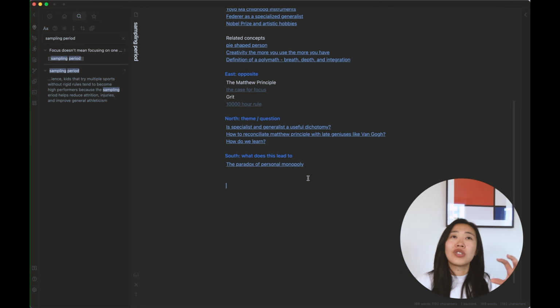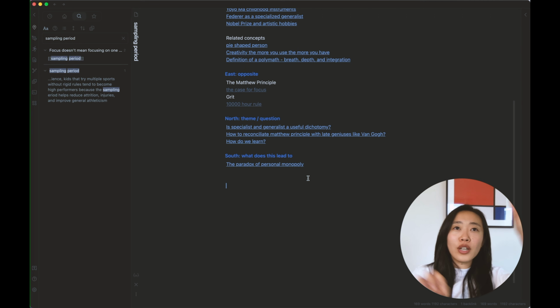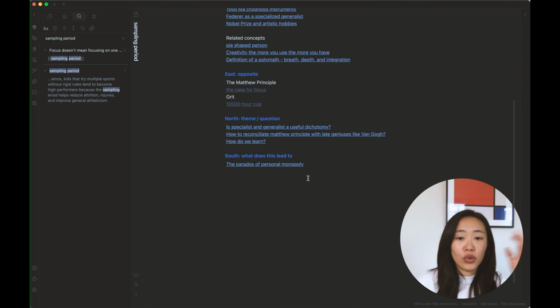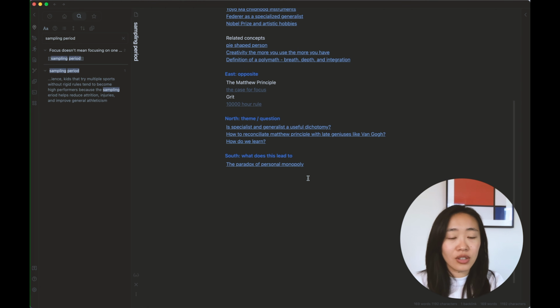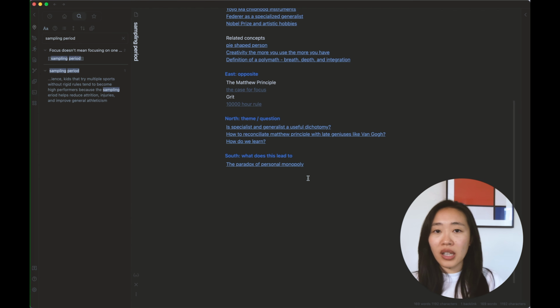This helps you see the full picture of not just connections, but where do ideas sit? There's an inherent hierarchy. And if you're interested in understanding how exactly the world works, and because ideas are not all created equal, how do they fit with each other? This is a great exercise. And for those of you who actually want to dive into this idea of the idea compass in detail, Faye and I did a workshop for Nick Milo's Linking Your Thinking conference. So there's a recording for that. I'll leave the link down below.